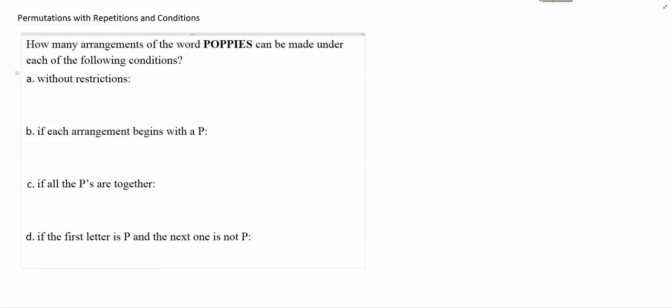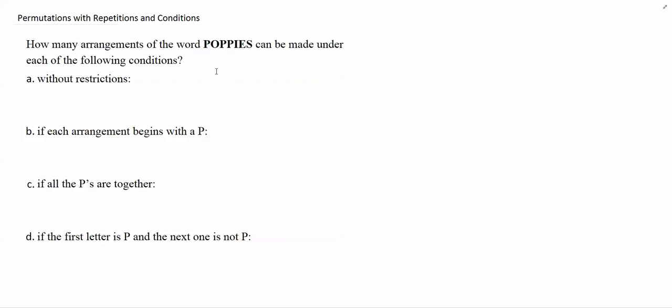We're looking at permutations with repetitions and conditions. So first we're going to start without any conditions or restrictions. We're just going to look at the word POPPIES and determine how many possible arrangements we can make.